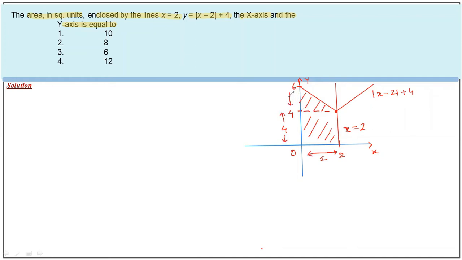and this is 2. So the area would be equal to half into 2 into 2 plus 4 into 2. So that is equal to 2 plus 8 equals 10. Option 1.